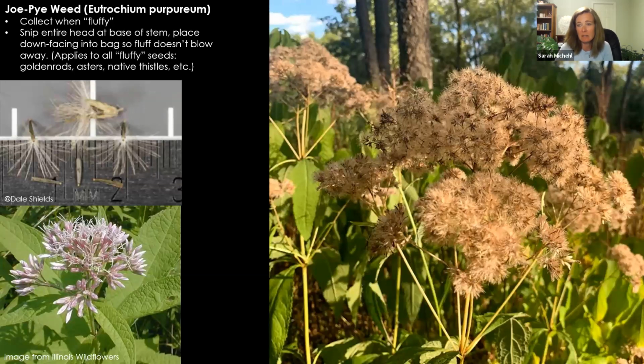So this applies to a bunch of different things, like the goldenrods and the asters and the native thistles and anything with the fluff attached to it. It's not a milkweed. Okay.